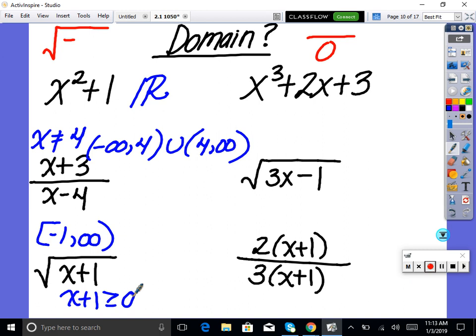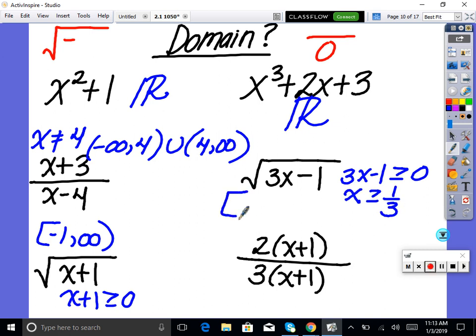Okay, x cubed plus 2x plus 3. Do you see a problem? Do you see any restrictions necessary? No. So what's the domain? All real numbers. There's no problems. We can plug in anything. Correct. Alright, what would be the restriction here? Our true statement would be, isn't it true that 3x minus 1 needs to be greater than or equal to 0? Add 1, divide by 3. X needs to be greater than or equal to 1/3. Well, if that's true, your domain will be 1/3 to infinity.